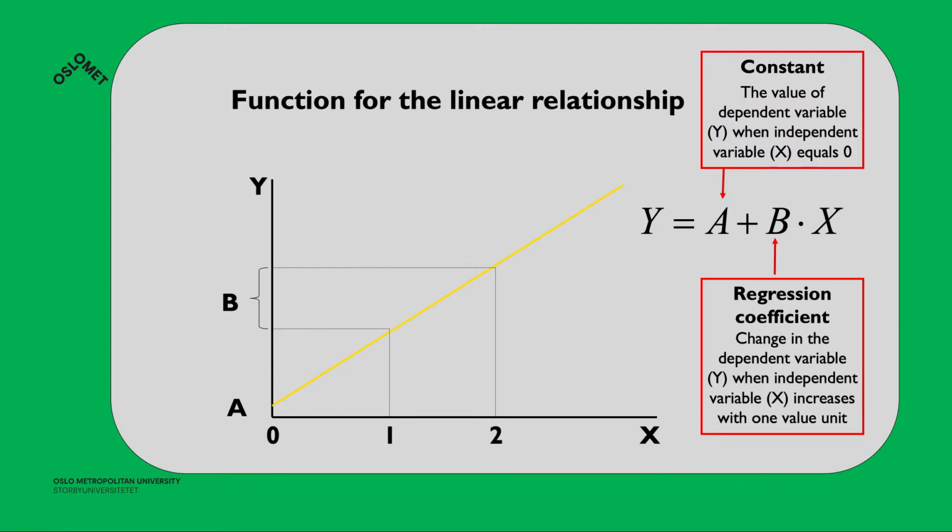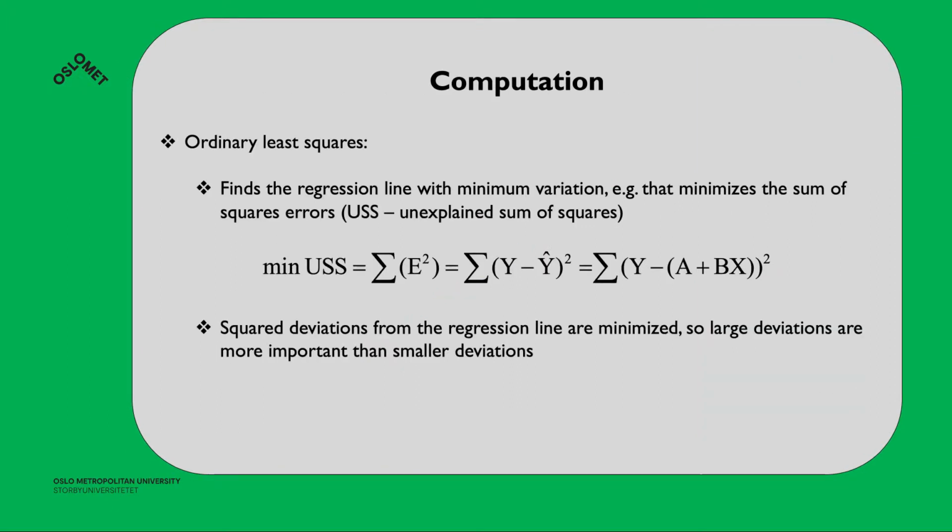Let's see how this is all computed. We use ordinary least squares to find the regression line with the minimum variation. That is, to minimize the sum of the squared errors, or the unexplained sum of squares, to find the line that best fits the data. And this is the equation for ordinary least squares. So we square the deviations from the regression line. The squared deviations from the regression line are minimized. So large deviations are more important than smaller deviations.